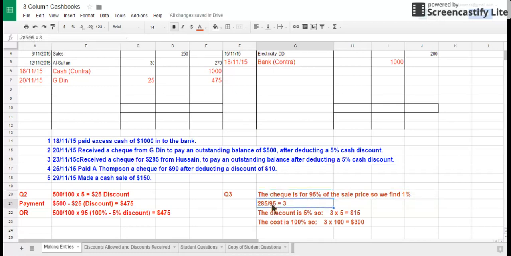So to find 1% this time, what we need to do is 285 divided by 95, which equals $3. So 1% is $3. So the discount part is going to be $15 because we do 5 times 3, and the original cost price, if you were asked to provide that, would be 3 times 100, which is $300. So the key bit here is, if we know that the cheque is 95% of the original selling price, we need to divide by 95 first.